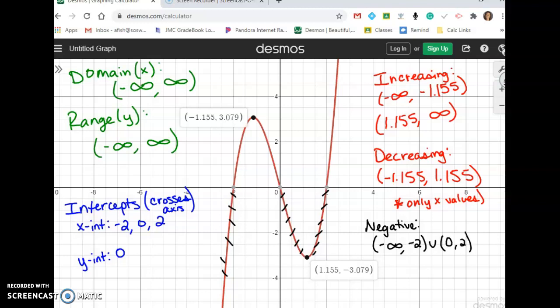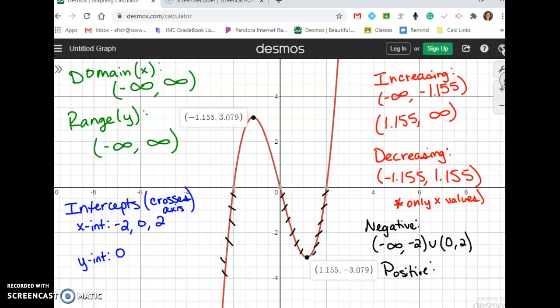Now, notice on all of this, I've been using parentheses. The reason why is because if you look at this, if I have negative 2, that's at 0. 0 cannot be negative, and it can't be positive, so I don't include it. Anytime that you have an infinity symbol, that is also a bracket.